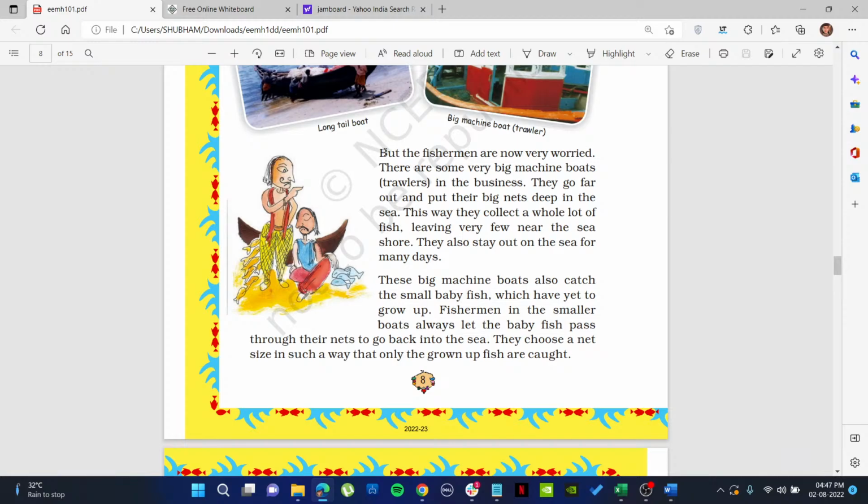But the fishermen are not very worried. And why they are not worried? There are some very big machine boats in the businesses. They go far out and put their big nets deep in the sea. This way they collect whole lot of fish, leaving very few near the seashore. They also stay out on the sea for many days.